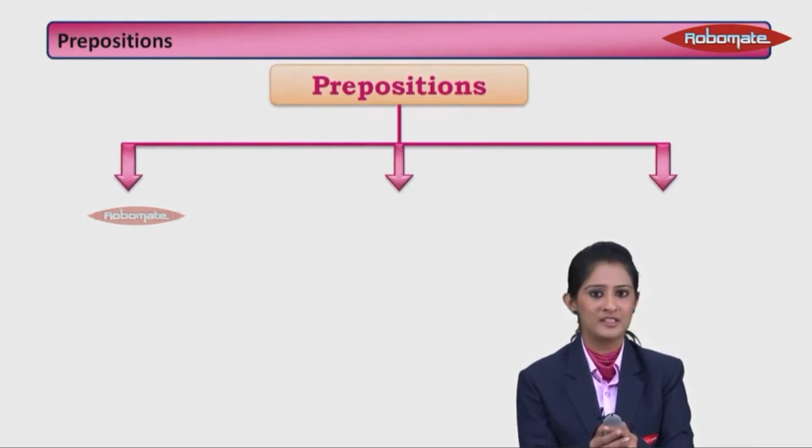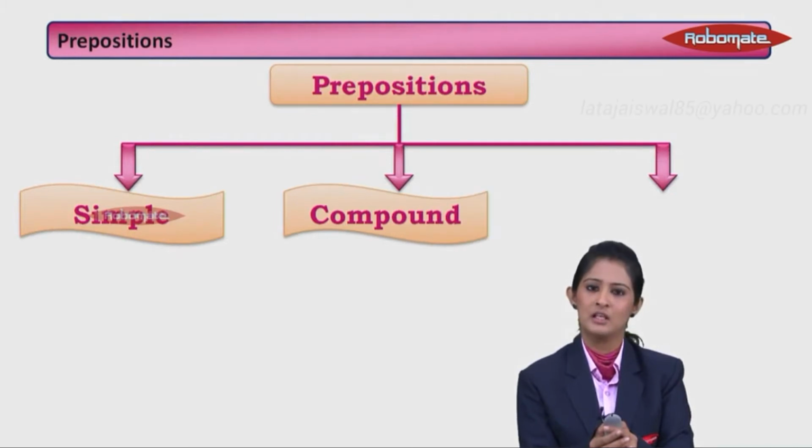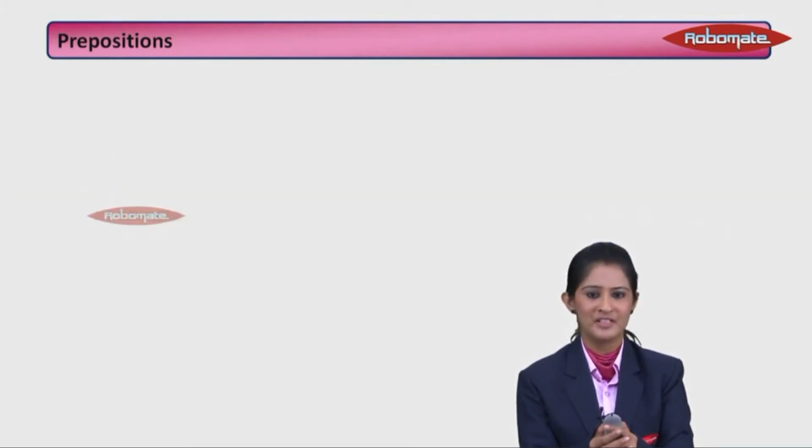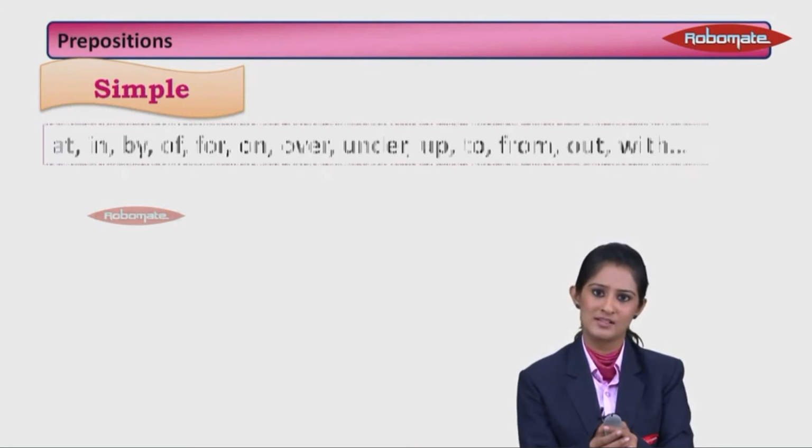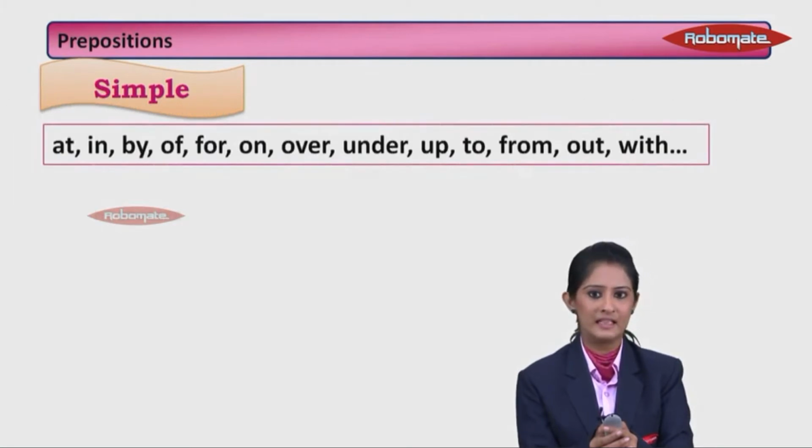Prepositions are of three types: simple, compound, phrasal. Let's take a look at the simple ones. At, in, by, of, for, on, over, under, up, to, from, out, with, and so on. We have a huge list of prepositions. But why are they called simple? These are called simple because they are only one word.